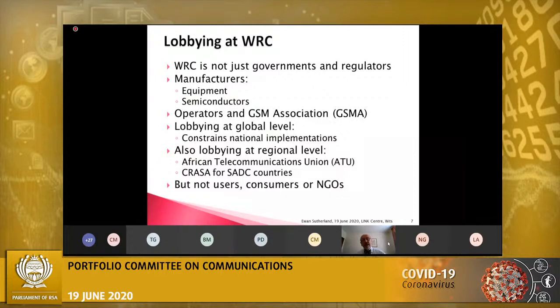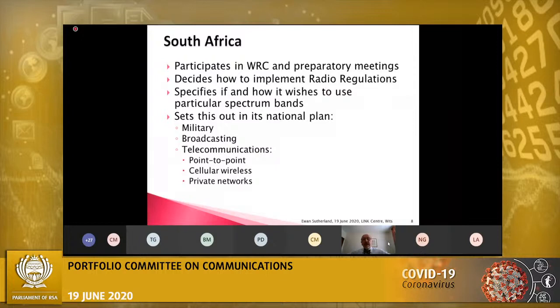Not easy to understand what goes on. Relatively few people do, and it's very technically complicated. South Africa participates in WRC itself and in some of the preparatory meetings. It's not always easy to justify going to Geneva for all the meetings.